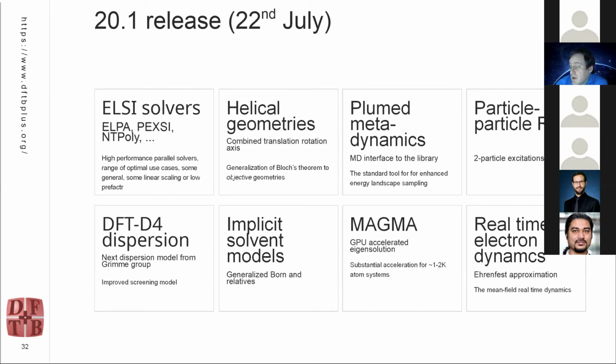In terms of interactions for molecular systems that are perhaps going to benefit from this, we've also got the next generation of dispersion models from Stefan Grimme's group. So things like the DFT-D4 model, which is a very high performance way to describe weak interactions in systems. One of the students in the group, Sebastian Ehlert, also contributed some code for implicit solvent models. So something we've been missing for a while, but we now have this.